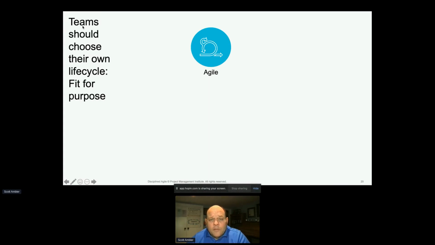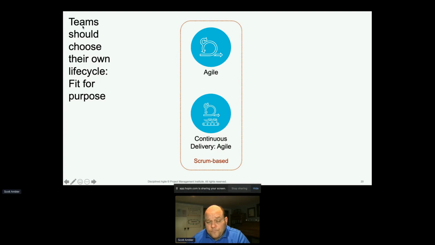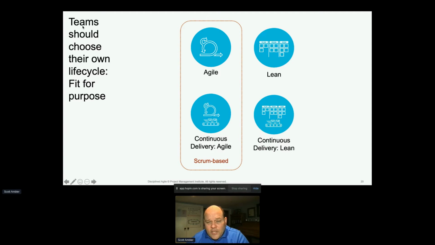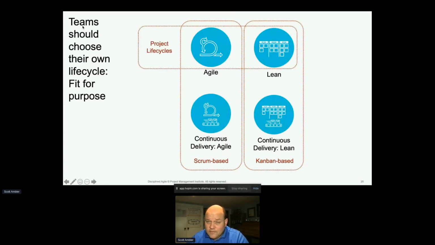At the present moment, we currently support an agile project lifecycle. We also support an agile continuous delivery lifecycle. Both of these are based on Scrum. We support a lean project lifecycle and a lean continuous delivery lifecycle, more of a DevOpsy way of working, based on Kanban. The top two life cycles are project life cycles. The bottom two life cycles are product or long-standing or service team oriented life cycles, depending on your situation.